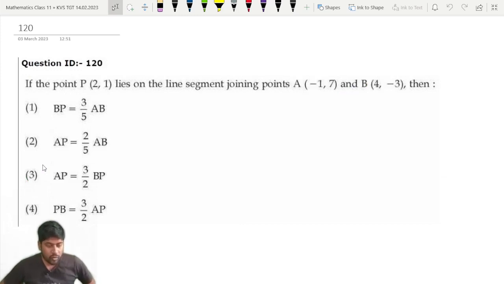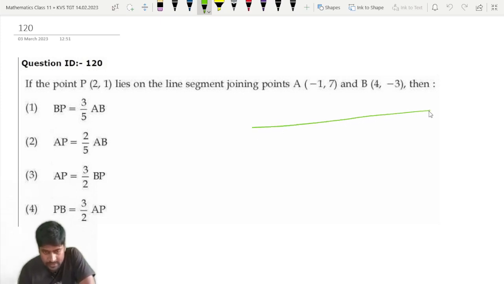If the point P(2, 1) lies on the line segment joining points A(-1, 7) and B(4, -3), then which condition will be true? That we have to find. So let us first suppose that the points are on a straight line. A is here, (-1, 7), and B is here, (4, -3), and say P is somewhere here, that is equal to (2, 1).